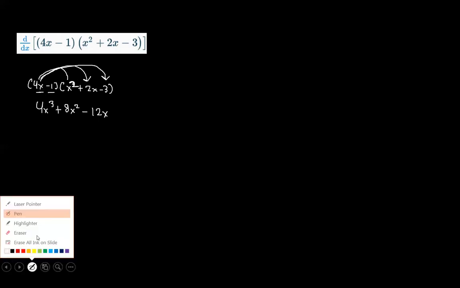So let's start. Let's distribute 4x to these terms. So 4x times, wait, this is supposed to be 2. Sorry guys, this is supposed to be 2. There you go. So 4 times x squared will give you 4x cubed. Next, 4x times 2x will give you 8x squared. Then lastly, 4x times negative 3 will give you negative 12. Okay, that's it. Next, we're going to proceed to this term, which is negative 1.